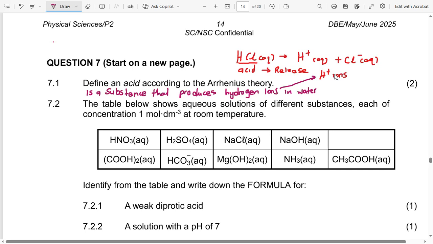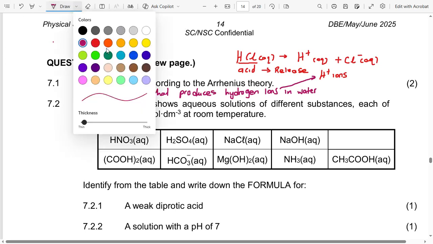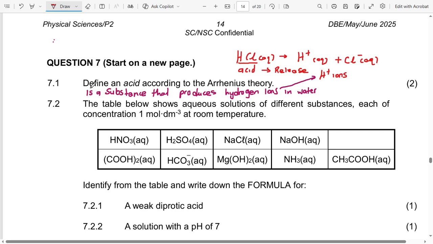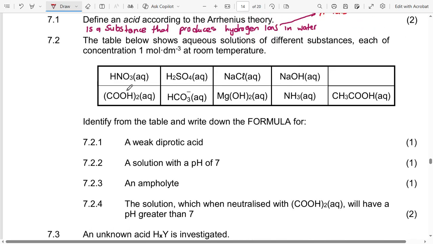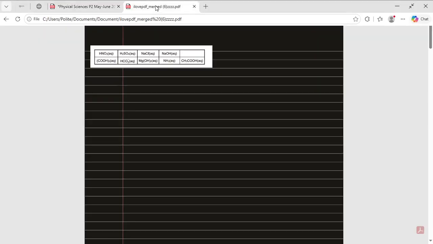Let's work on 7.2.1. They say that the table below shows aqueous solutions of different substances, each of concentration 1 mole per decimeter cube at room temperature. Before I answer questions, I'm going to analyze everything on this table. How many marks? 5 marks. So we need to understand the table first, and then we're going to work on how to find those 5 marks.